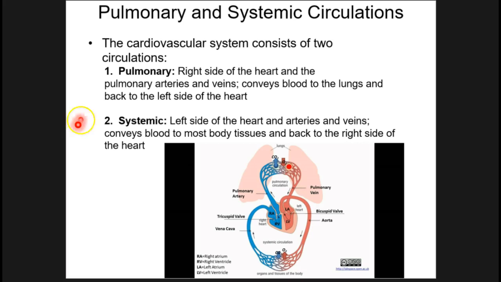So again, pulmonary circuit versus systemic circuit. If we're talking about the right side of the heart, what circuit are we pumping to? Pulmonary. And if we're talking about the left side of the heart, we are pumping to the systemic. Good.